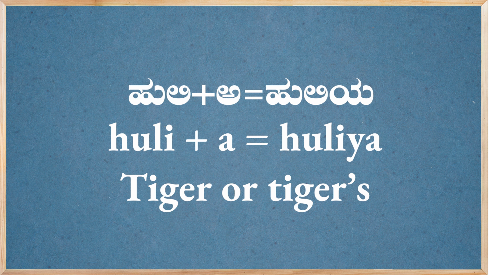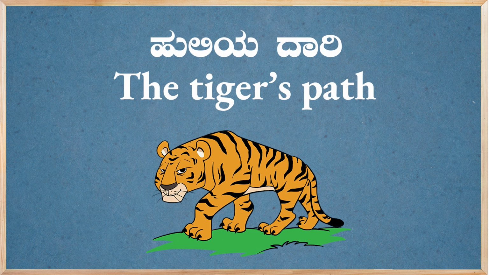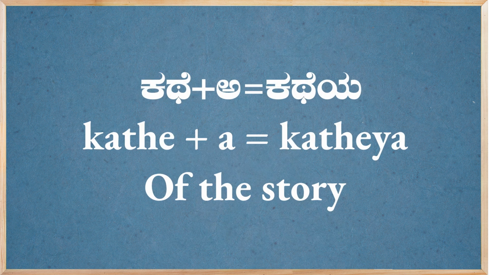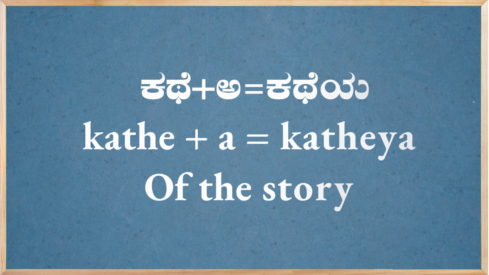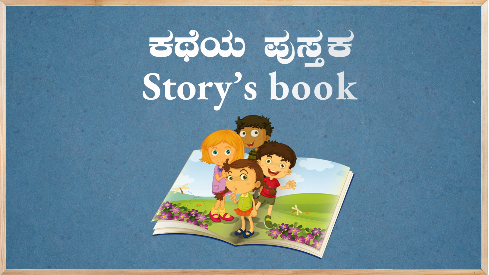Huli plus a becomes Huliya. Huliya, meaning of tiger or tigers. For example, Huliyadari, the tiger's path. Kate plus a becomes Kateya. Kateya, which means of the story. For example, Kateya Pustaka, which means story's book.